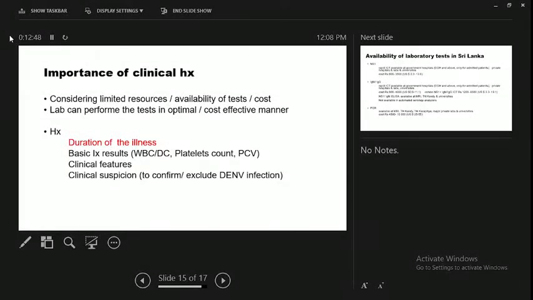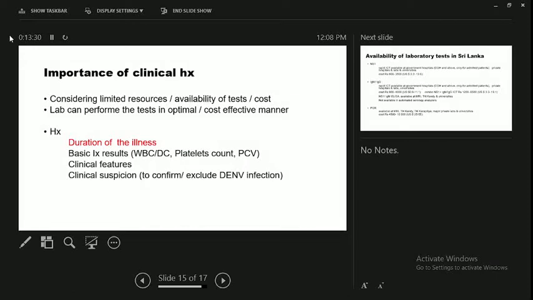Then we need the duration of illness, basic investigation results like WBC, then the clinical features, and what you want from this test: to confirm, to exclude, or for your academic interest. So we can go for further testing depending on our availability and rationale. Because with a patient like this, maybe we might finish the testing on a rapid test alone. If you need to go further, we can go for a PCR, or IgG quantification, or anything. So always please contact us, then we can go back and do it.